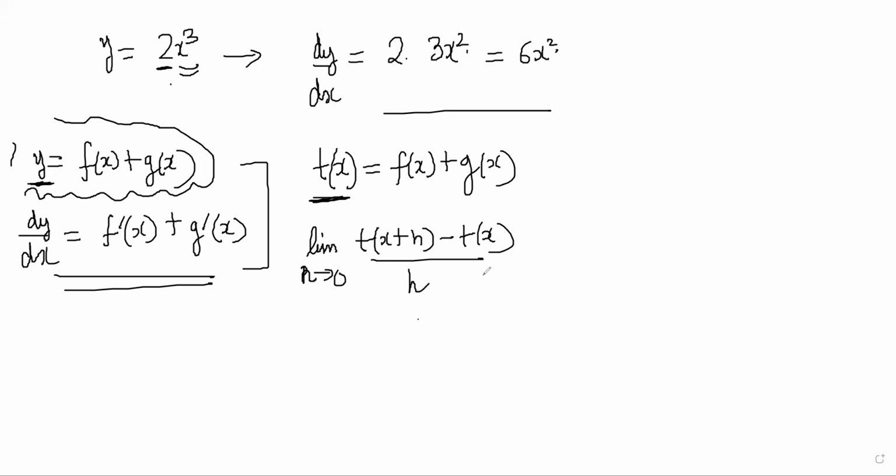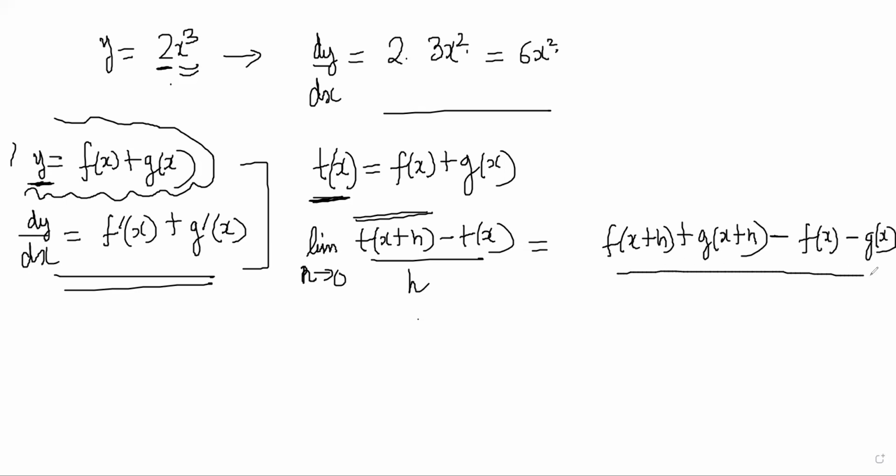No, I've gotten it. Okay, so t of x plus h will be what? f of x plus h plus g of x plus h, right? Minus t of x will be what? f of x minus g of x, right? Yes, sir. By h. And this is limit h tends to 0, right? So now I will intelligently separate it.